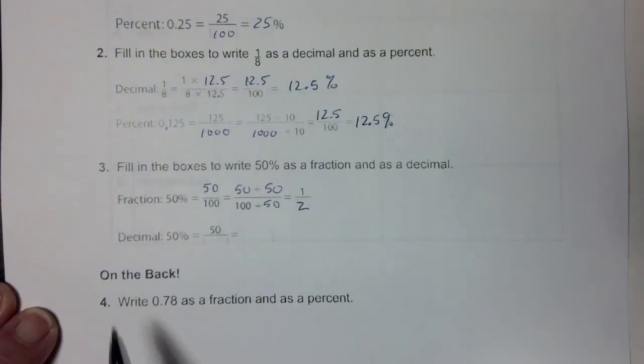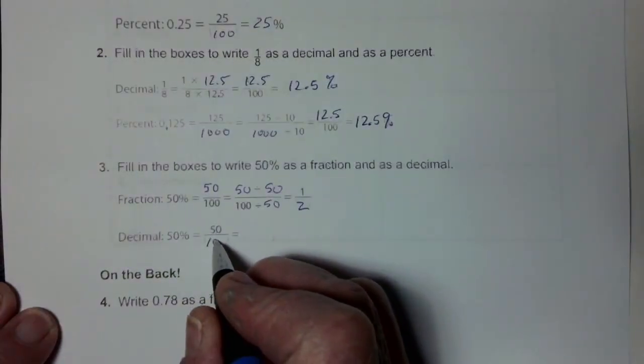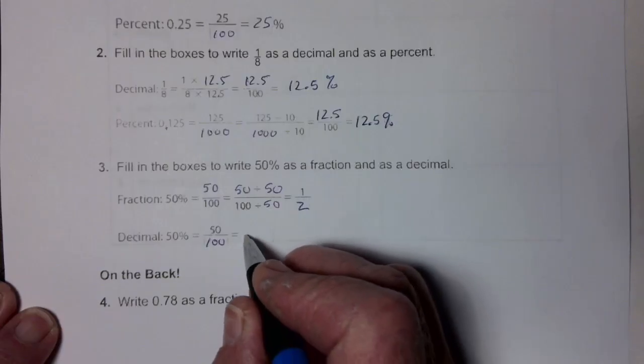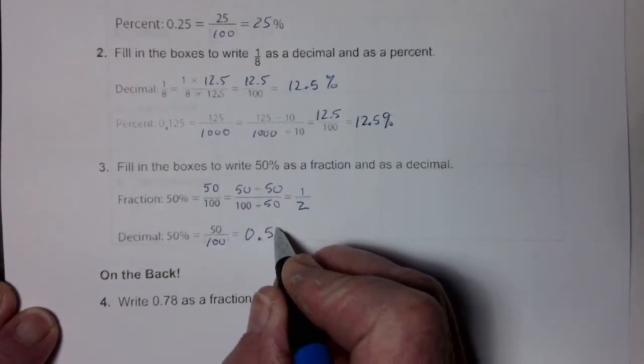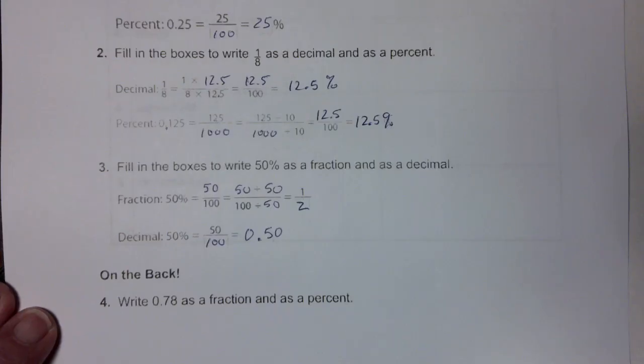And now we're going to take the 50% and turn it into a decimal. 50 over 100 is equal to 50 hundredths, so that's 0.50, with the 0 in the hundredths position. That's the same thing as 0.5, really, because a half is the same thing as 50 hundredths.